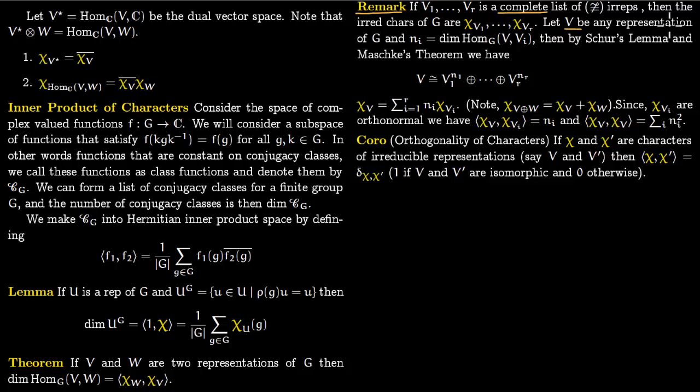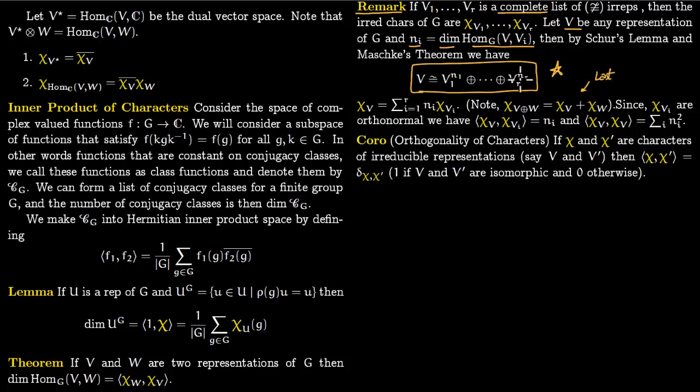So let v be any representation and say ni is the dimension of the morphisms from v to vi. Then by Schur's lemma and Maschke's theorem, we can write this vector space V as this decomposition. This is very important. You can always decompose V into these irreducible components, where each ni is the dimension of the morphisms from V to Vi. Once you have this, you know that for any two vector spaces, if you have their direct sum like this, you can sum up their characters. This we showed in the last lecture.